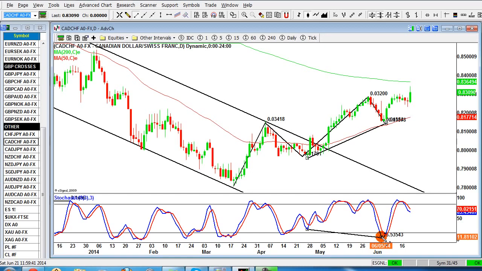And what's great about this is it's also in oversold territory, so it gives us confidence that the market not only wants to head higher, but also has the room to give us a nice profit potential to go all the way back up into overbought territory.